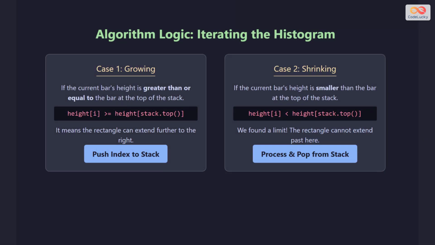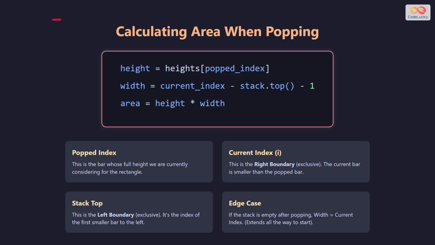Here is the logic. We iterate through the histogram. If the current bar is taller than the one at the top of the stack, we just push its index. But if the current bar is shorter, it means the rectangle defined by the bar at the top of the stack cannot extend any further to the right. When we pop a bar from the stack, we calculate its area. The popped bar determines the height. The current index is the right boundary, and the new top of the stack is the left boundary. The width is the distance between these two boundaries.